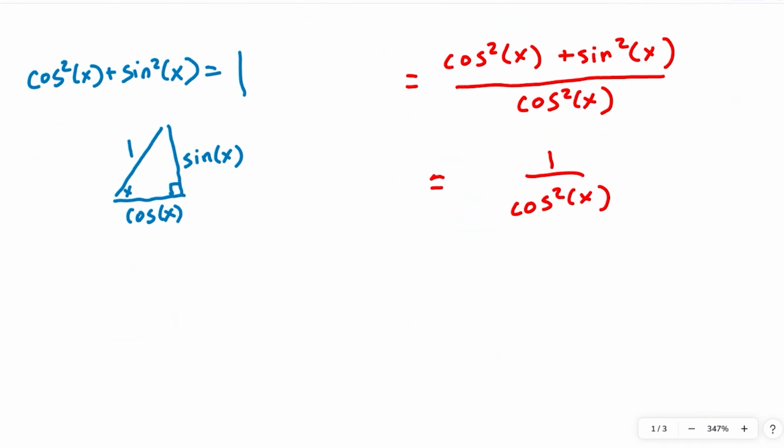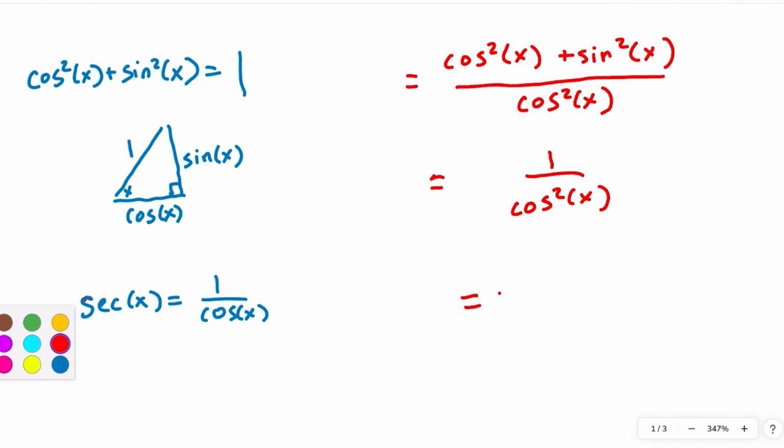So the derivative of tangent is 1 over cosine squared x, but we can take this one step further. Yeah, because secant is the same as the reciprocal of cosine, or 1 over cosine. So if we have 1 over cosine squared, it's like 1 over cosine times 1 over cosine. That's just going to be secant times secant. So secant squared.